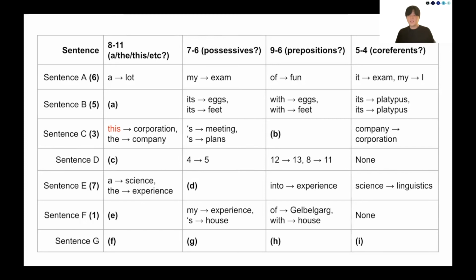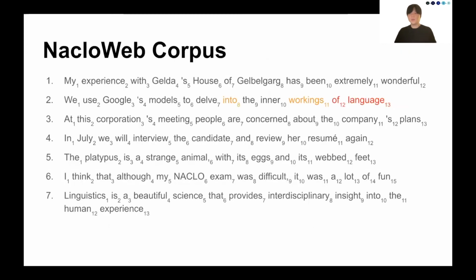The last sentence we can pick out using data in this table anyways, is sentence D. And here it would be best to use the 9-6 column. So for that, we need prepositions at positions 12 and 13. And looking at the corpus, we find that sentence 2 matches those criteria, connecting word 12, of, to word 13, language, and word 8, into, with word 11, workings.